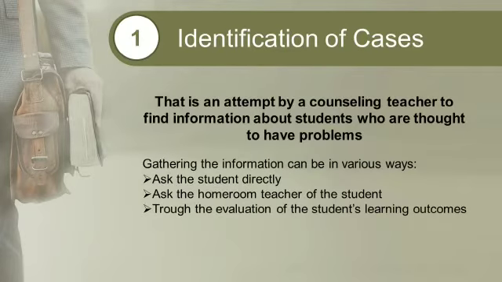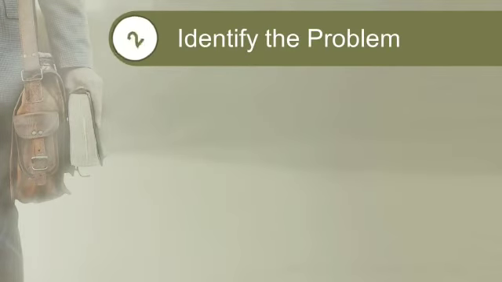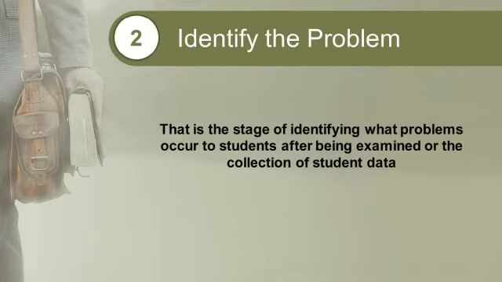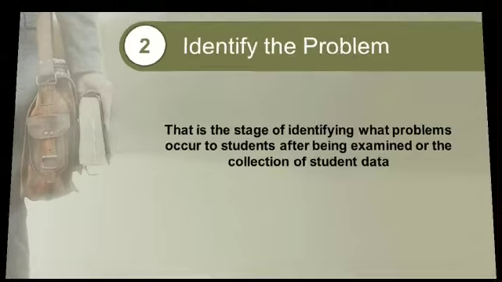That is an attempt by a counseling teacher to find information about students who are thought to have problems. Gathering information can be done in various ways. You can ask the student directly, ask the homeroom teacher of the student, or use the evaluation of the student's learning outcomes. The second stage is identifying the problem. That is the stage of identifying what problems occur to students after examining the collected student data.